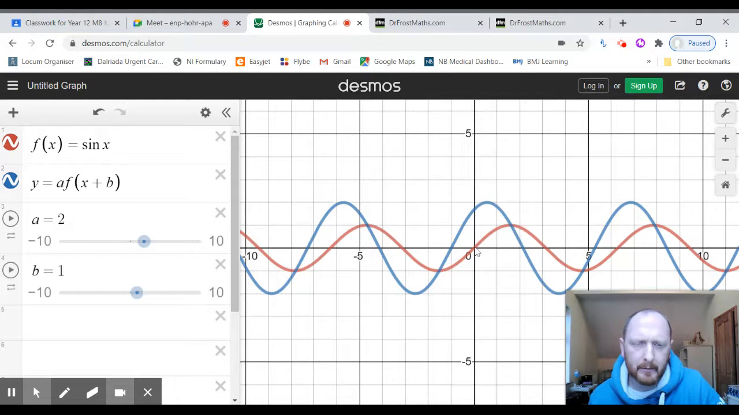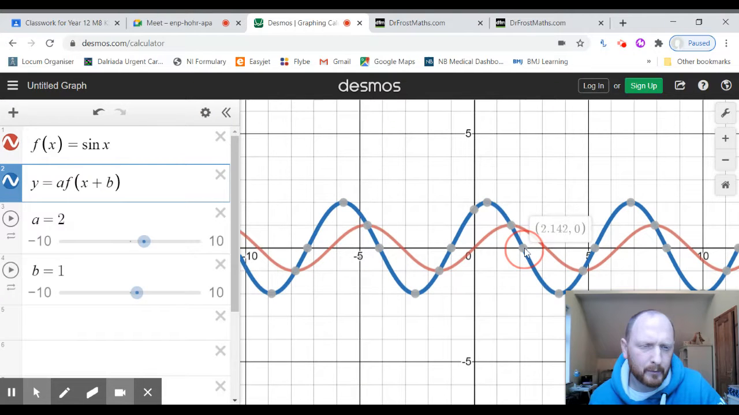And in this case, if we move it to the left by 1 and then double its height, that's not going to be any different to doubling its height and then moving it to the left by 1. So we can try that with a different point. Pi, if we move that to the left by 1, is pi minus 1. And then doubling it, it would go to pi minus 1, 0, which is 2.142.